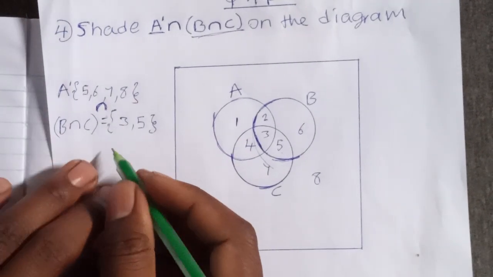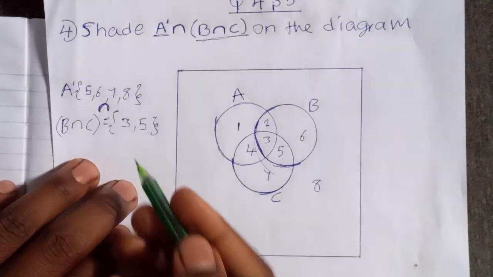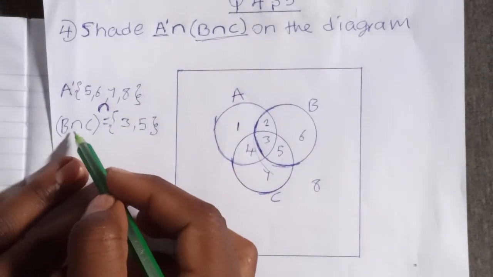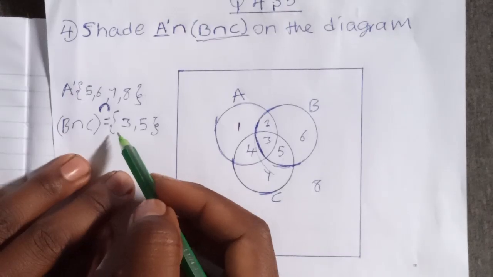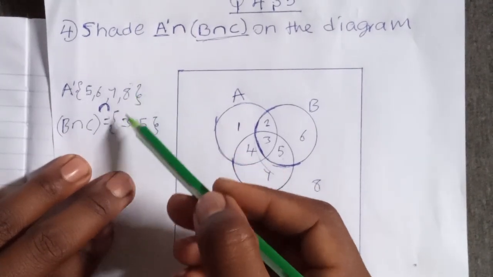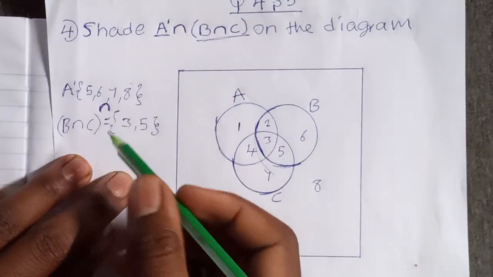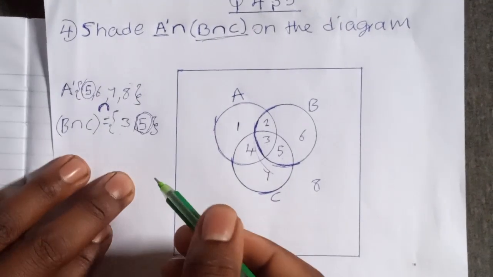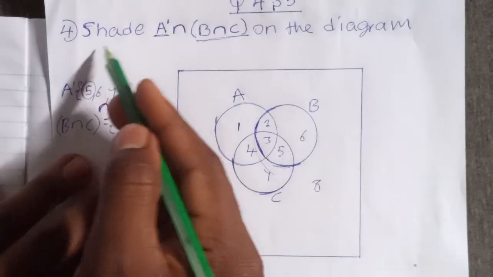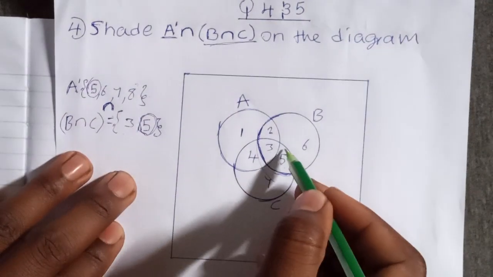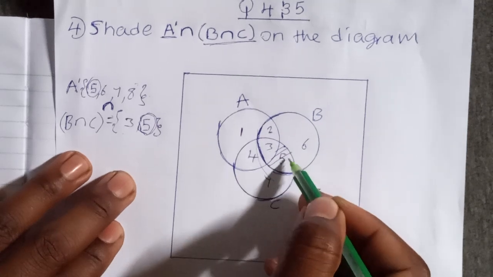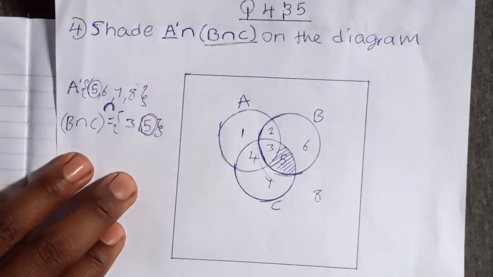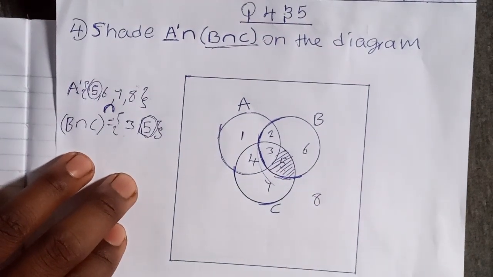What they are trying to say is that you look for numbers that are found in A complement and in B intersection C. So you look for numbers found in here and in here. That number is 5. You can see that here we have a 5 and here we have a 5 again. So you go straight to this one because they have said shade. So you shade this part like this. Then you are done, and you go to the next.